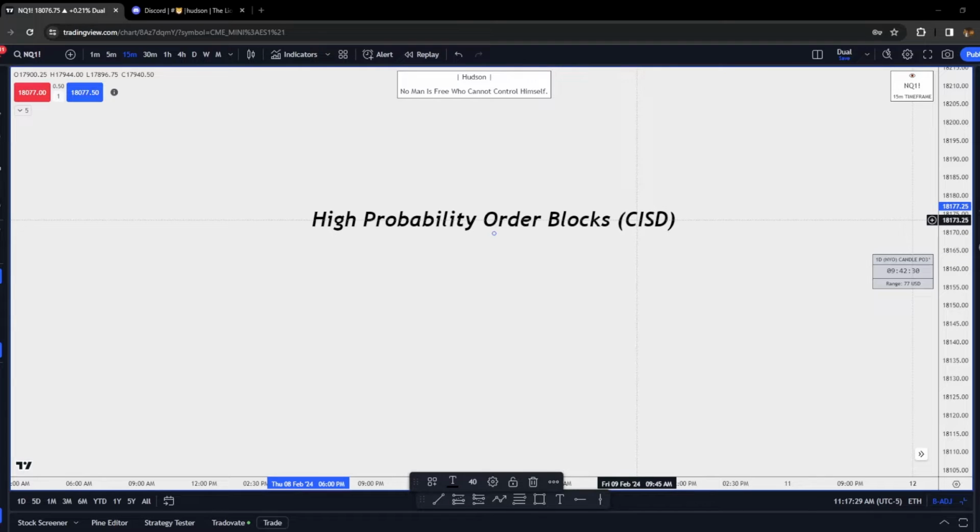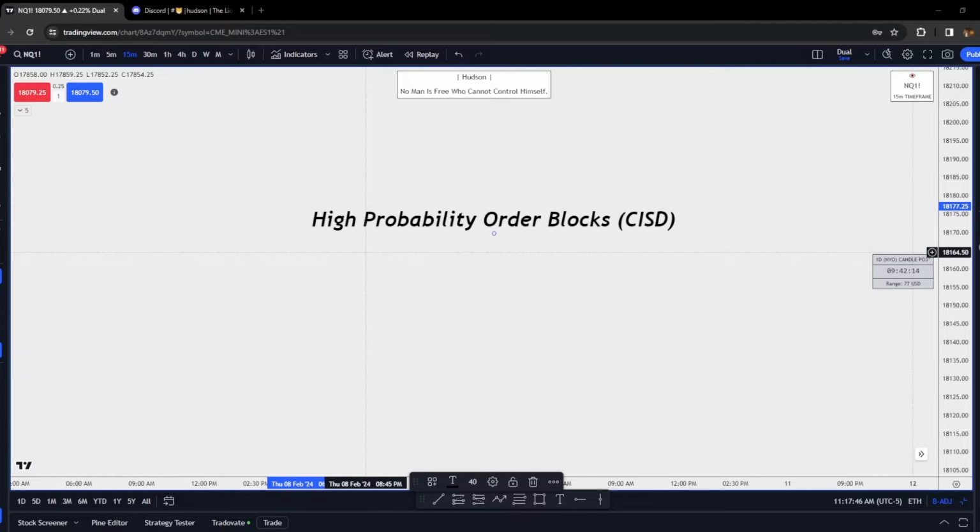I don't know if it was ICT or not, but I'm pretty sure it was. He said opportunities are born in the change in the state of delivery, and we are going to be going over that right now. This is also how you identify higher time frame order flow.